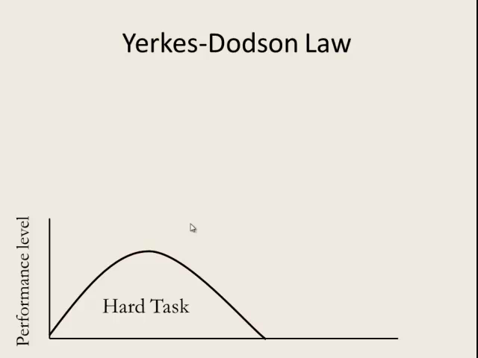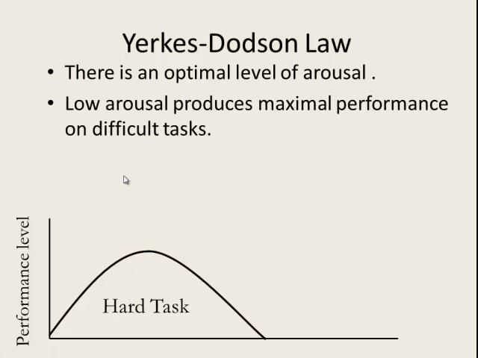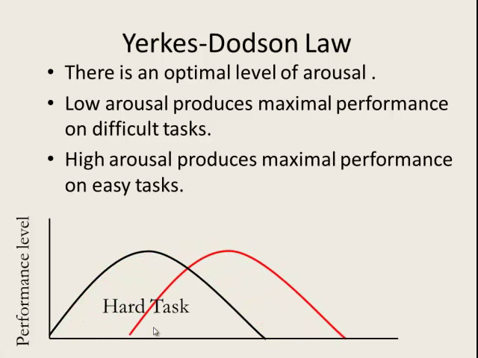One of the most common theories or laws about this is called the Yerkes-Dodson model, and it's the idea that there is an optimal level of arousal that relates to performance. That's that middle ground, that inverted U shape. Low arousal produces maximal performance on difficult tasks. So if this is an arousal scale, very low arousal here, very high arousal at this end, on a very hard task you're going to want to peak with at least a little bit of arousal, but not too much, because then you get flustered or you don't do very well. But high arousal produces good performance with an easy task.